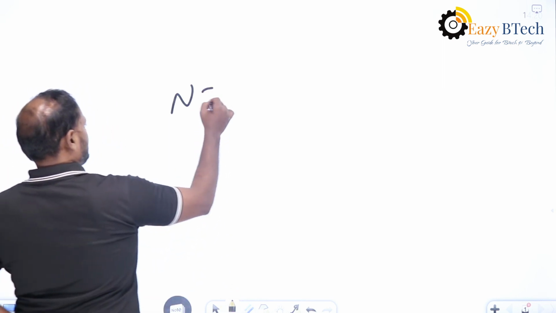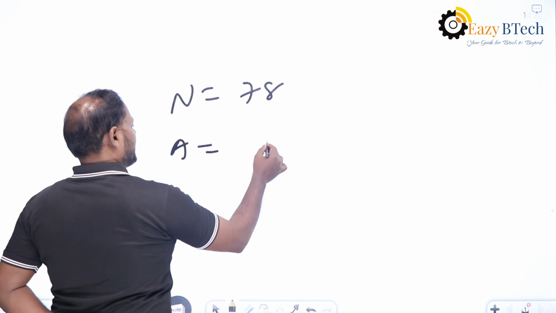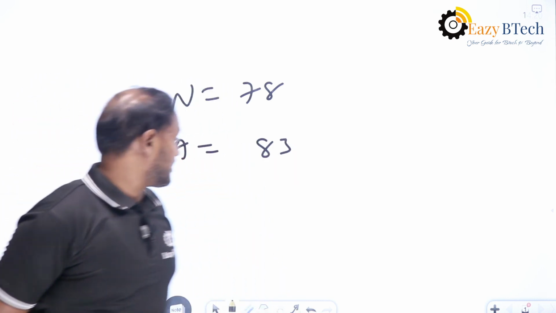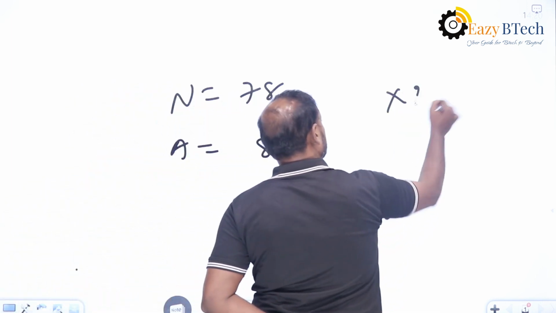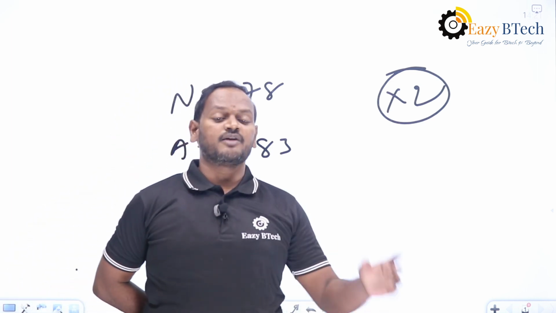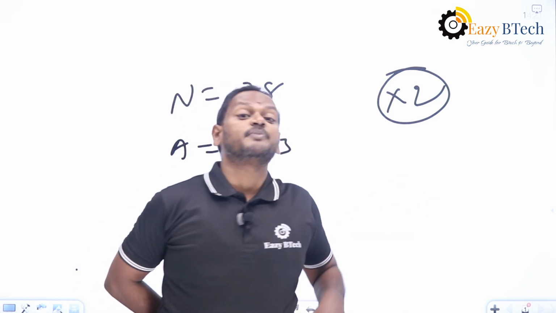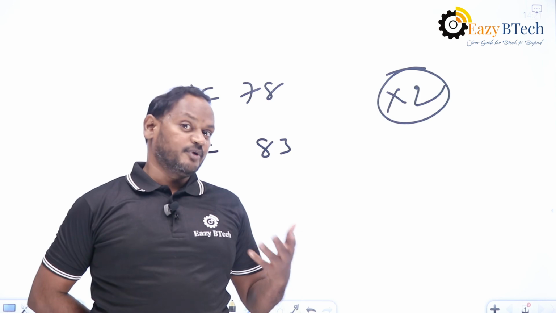So number of terms will be 78 and their average is given as 83. Okay, number of terms will be what? 78. Their average is given as what? 83. The condition is what? If each number is multiplied by 2. In the previous model, what we have? Each number is increased by 2 or each number is decreased by 2. But here what we have? Each number is multiplied by 2. Okay, if each number is multiplied by 2, then what is the new average? That will be your question, right?